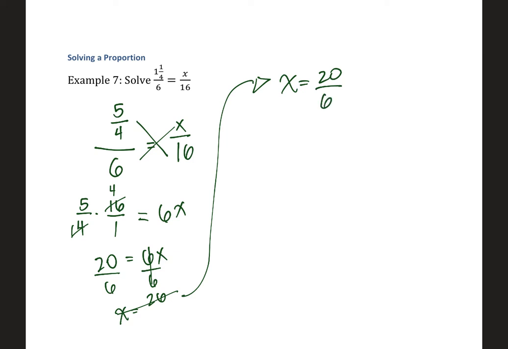20 over 6. This simplifies. They're both divisible by 2. So we have 10 over 3, which is a good answer. So x is equal to 10 over 3. If you want, you could also convert it to a mixed number because that's what they originally started with, a mixed number. But 10 over 3 is acceptable. Actually, for me, it's preferred.